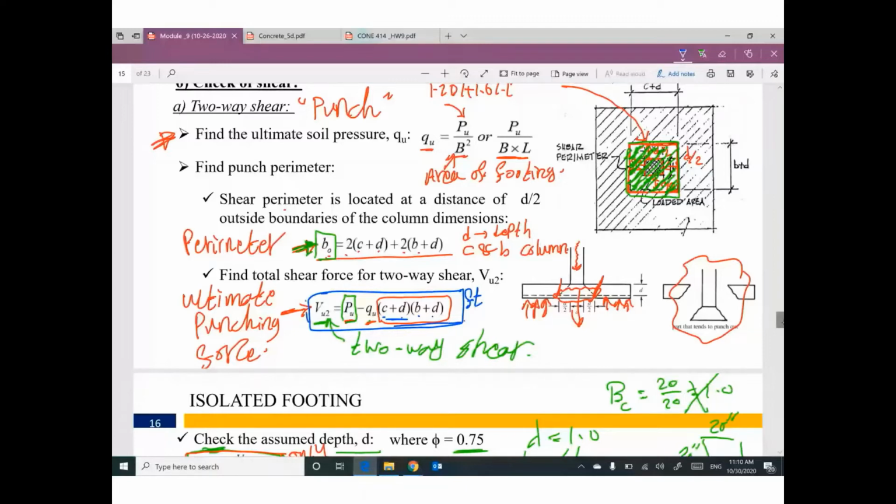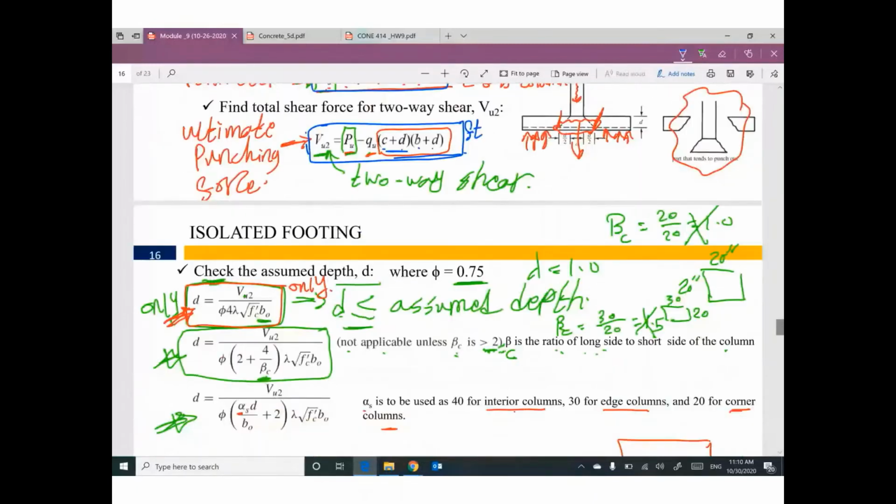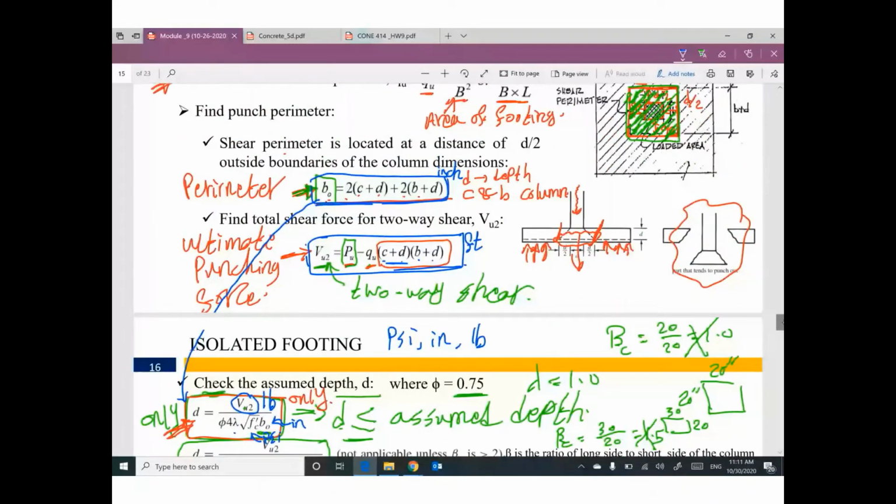When you are trying to calculate B naught, please, everything in inch. Why? Because B naught will be used here. In this expression, everything in PSI, everything in inch, everything in pound. So this V ultimate 2 must be in pound. F prime c in PSI, B naught in inch. So this is the reason why I told you this expression must be everything in inch. But make sure in this expression everything is in feet.